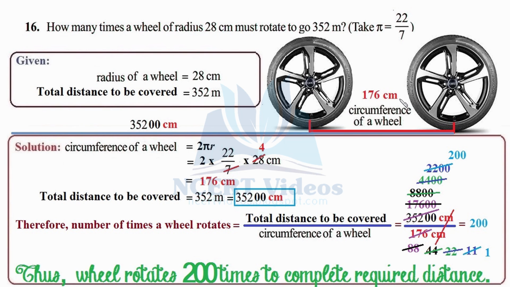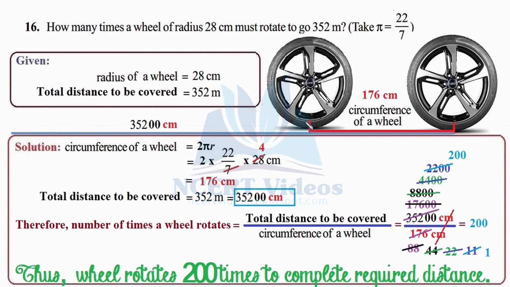That will be 176 centimeter, which we will find in the solution. So let's find it first. Circumference of the wheel is equal to 2 pi r. Take pi as 22/7. Radius is 28 centimeter. So 1 7 is 7, 4 7 is 28. Solve it, you get 176 centimeter.